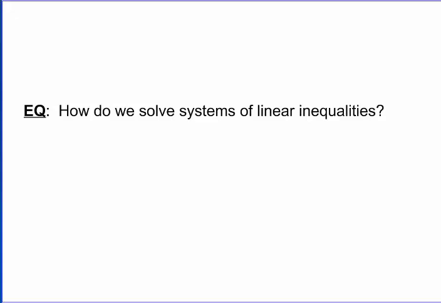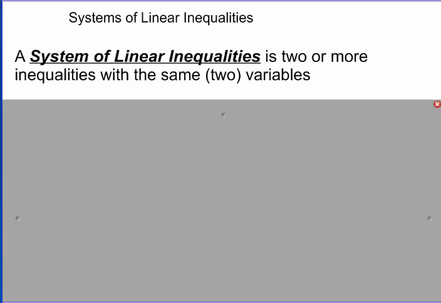So the essential question for this lesson: how do we solve systems of linear inequalities? We're going to start by looking at a few definitions. First, a system of linear inequalities is two or more inequalities with the same two variables. For example, it might be y greater than 3x minus 4, y less than or equal to negative 2x plus 6. That's an example of a system of linear inequalities.